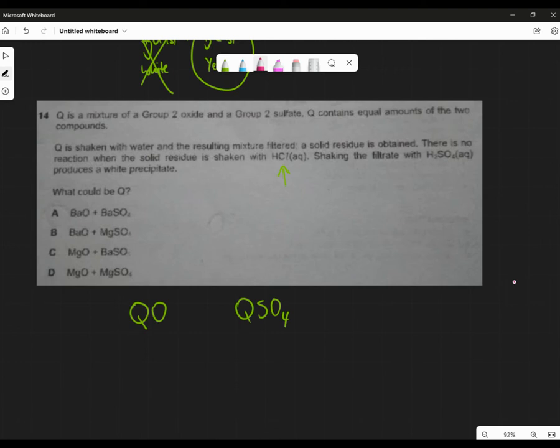All right, Q is shaken with water. So if we shook these with water, where are we? Shaken with water, the resulting mixture is filtered and the residue is obtained. There is no reaction when the residue is shaken with HCl. Okay, so let's have a look at the first one. The filtrate, on the other hand, gives us a white precipitate.